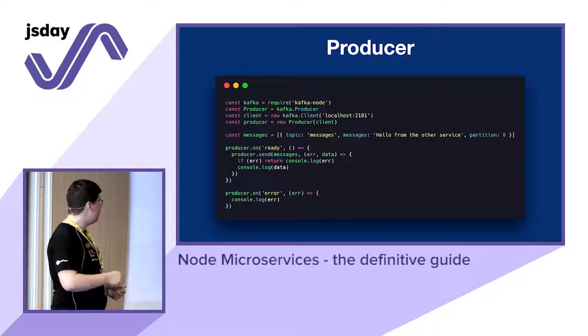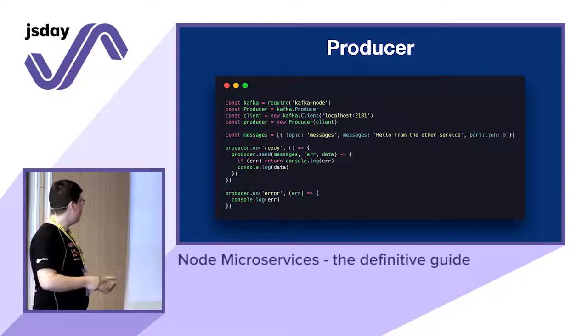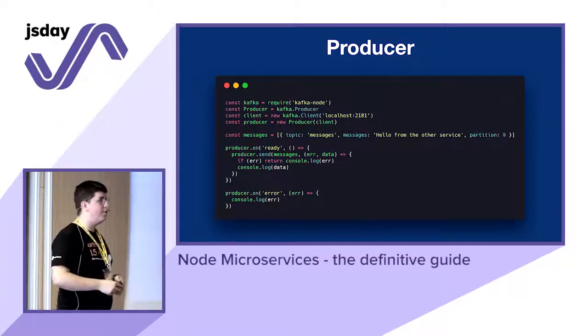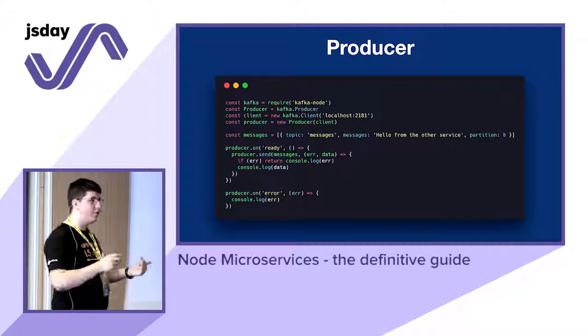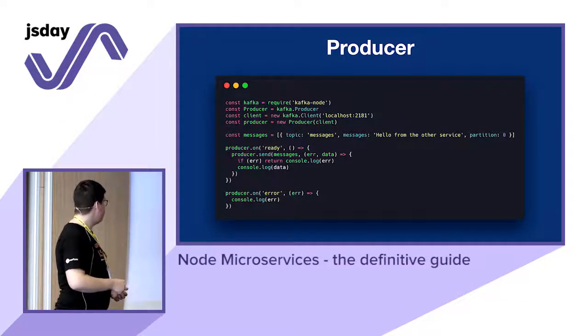So when the producer is ready to send a message, you're sending a message. If an error happens, you're logging it. If no error happens, then you just console log the data that you sent, basically this array. And that's it. Your message is sent to Kafka and ready for some other service to pick it up. If some error happens, you can console log the error.